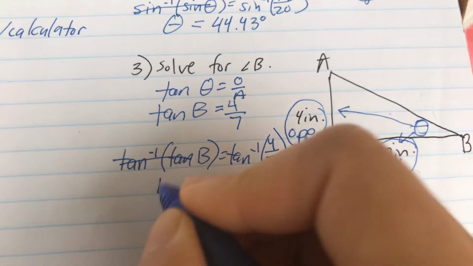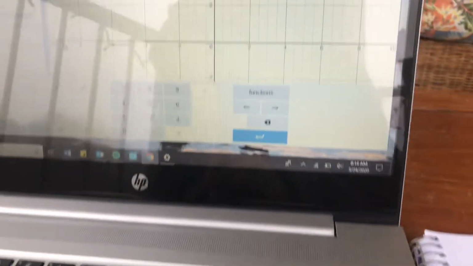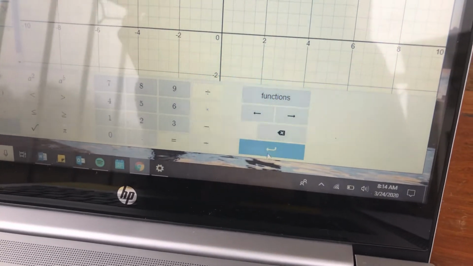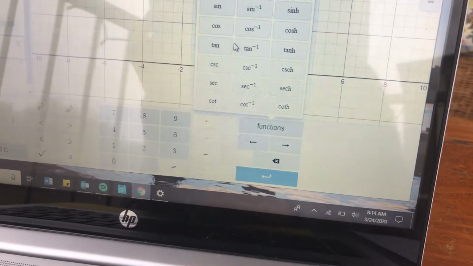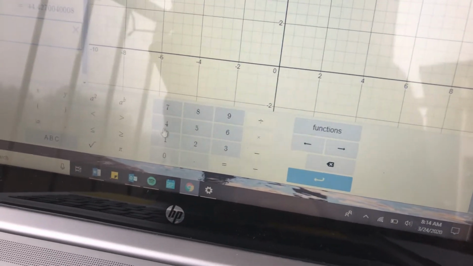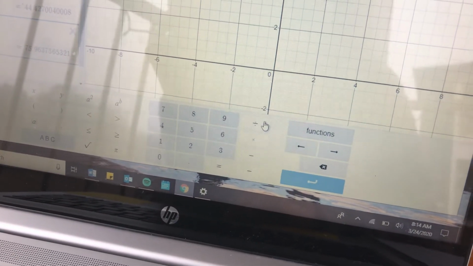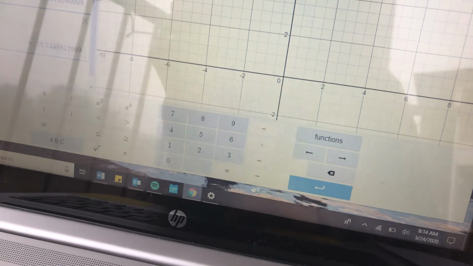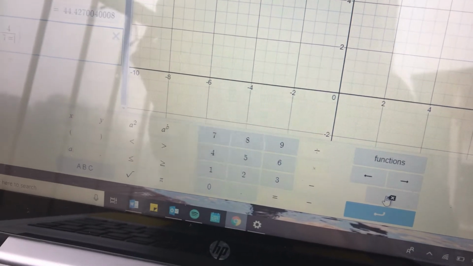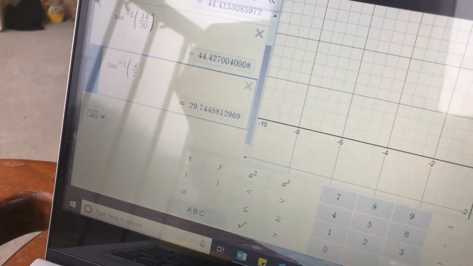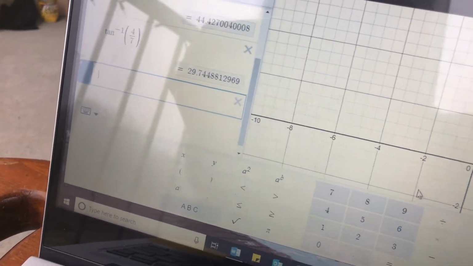Alright, so that cancels out, and I'm left with B. And then again, I'm going to go back to my calculator. Go to functions, inverse tangent, 4 divided by 7. You can do the equal sign or the enter button. Oh, sorry. Just kidding. Don't do the equal button. Just hit enter. Alright, we got 29.74 degrees for that one.